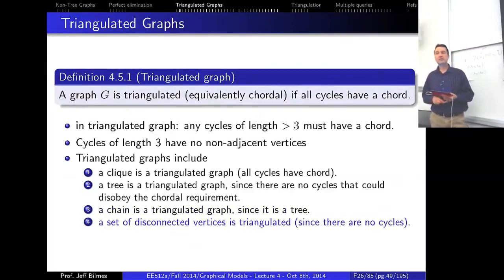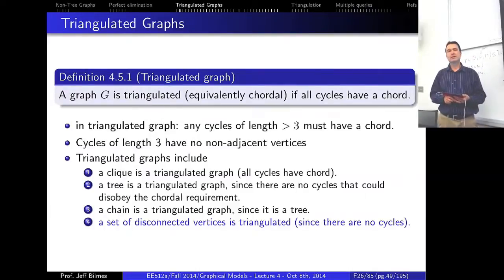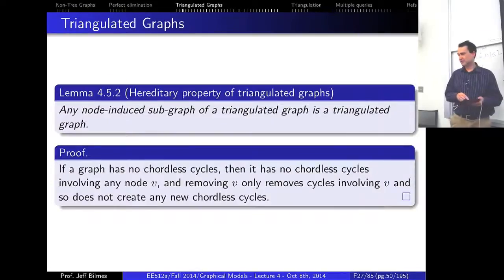Any set of disconnected vertices is triangulated. So if you have a bunch of independent random variables, the graph corresponding to that is a triangulated graph, since there are no edges. There's no cycles.